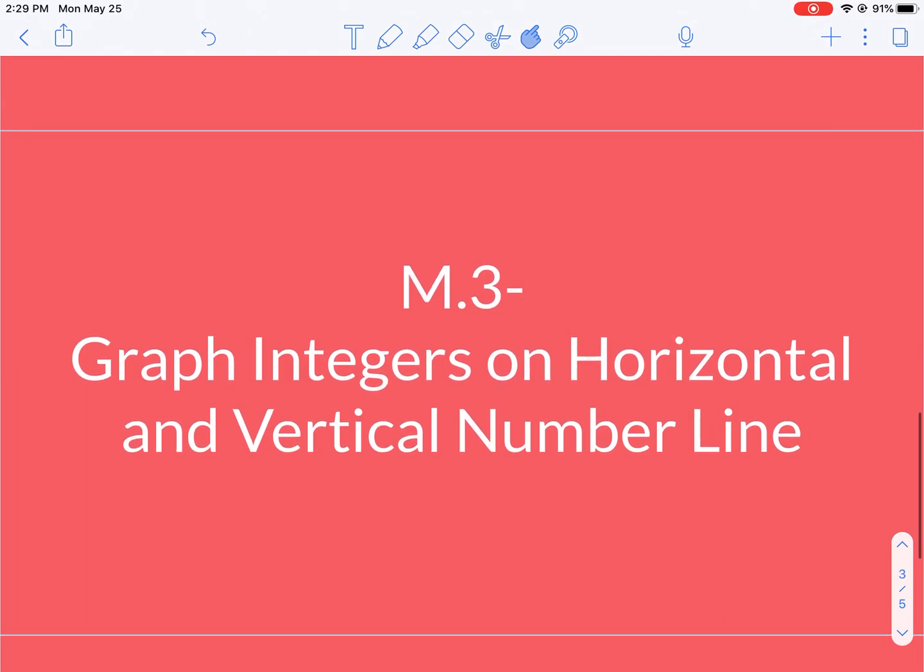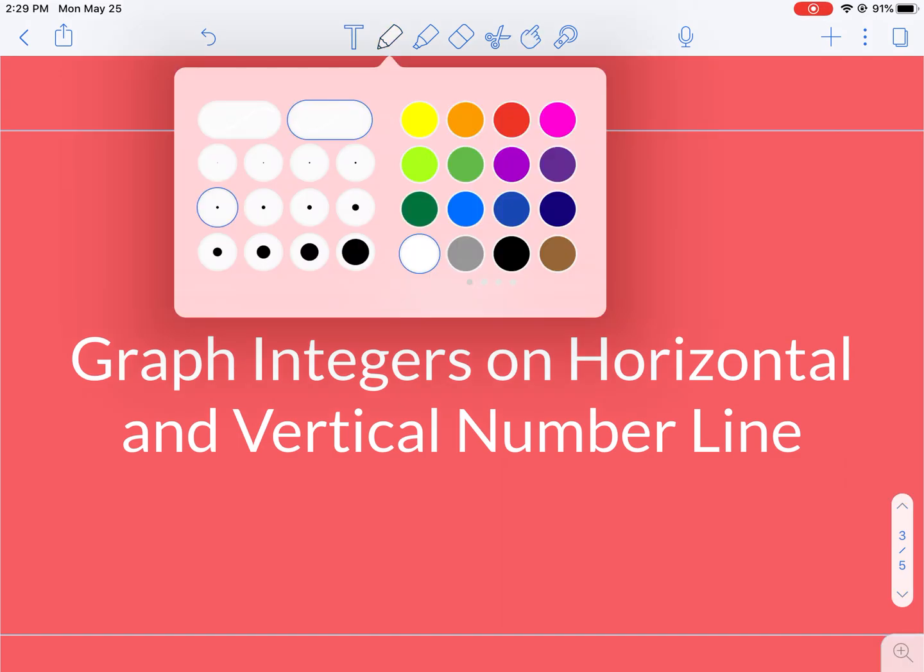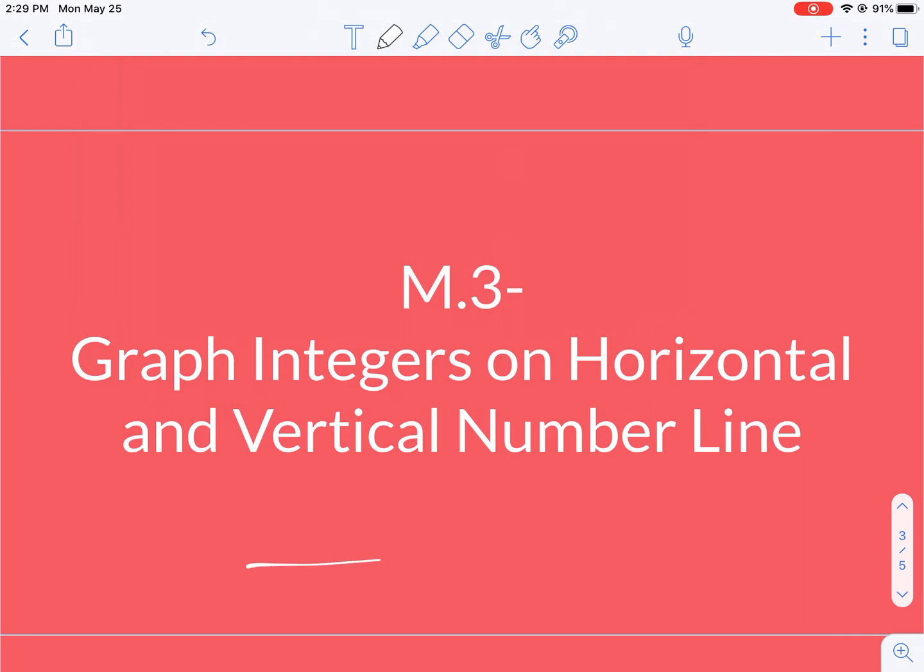Next after that is M.3, 6th grade again. Graphing integers on horizontal and vertical number lines. You guys basically did this when you worked with the coordinate plane, because the coordinate plane is literally just a horizontal number line and a vertical number line. Okay, so this is going to be a breeze as well.